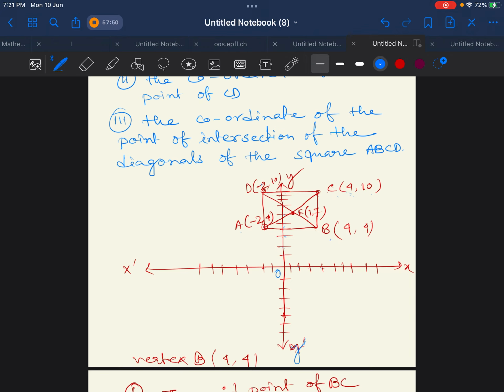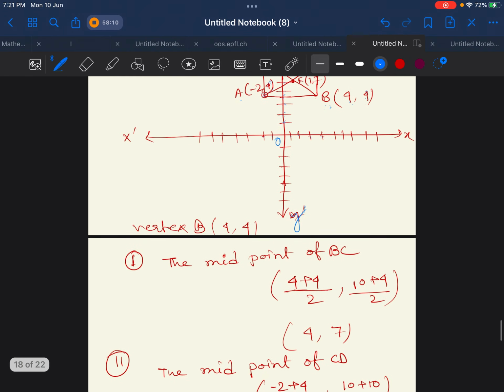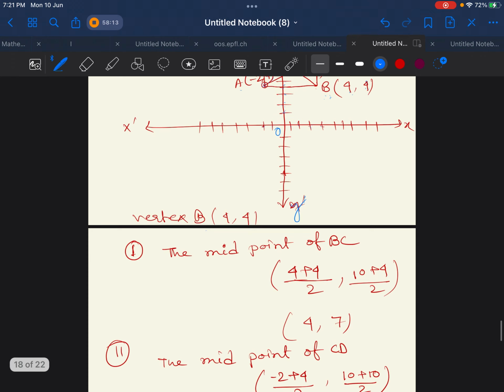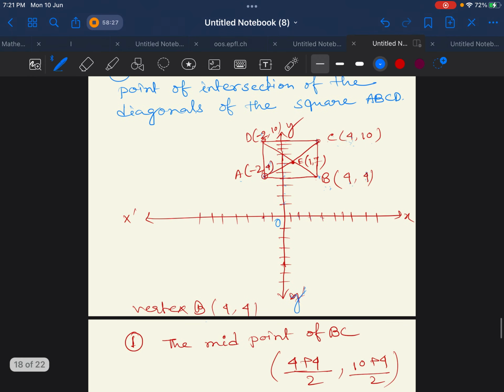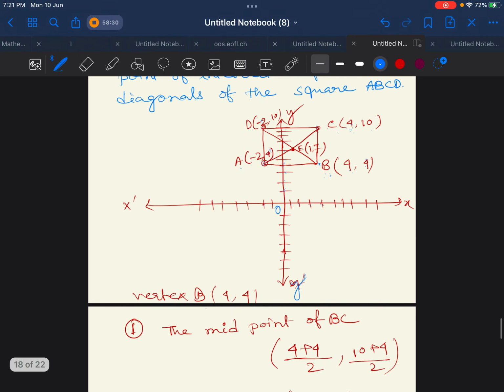Now we have to calculate the point B. Here 1 2 3 4, the value of x is always 4. Okay, and the value of y, 1 2 3 4, is here 4, so it will be 4. So the coordinate of the point B is (4, 4). Okay, vertex B (4, 4). Now we have to calculate the middle point of BC. This is the line BC.